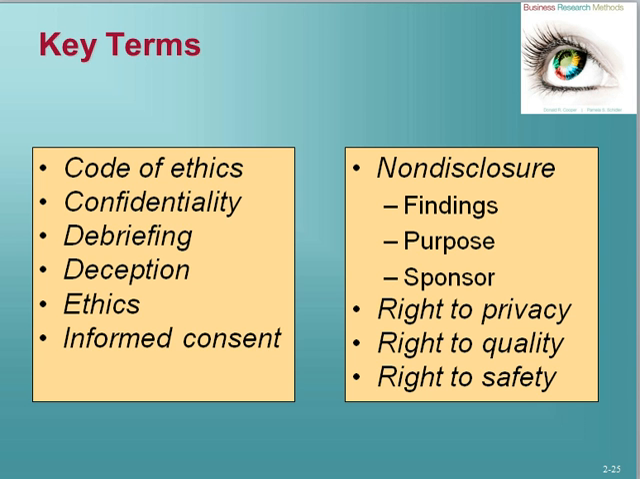And the key terms that we've covered in this chapter: code of ethics, confidentiality, debriefing, which occurs after the research is done, deception, ethics, informed consent, non-disclosure, the right to privacy, the right to quality, and the right to safety. And this concludes Chapter 2.